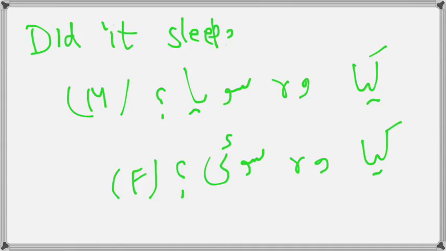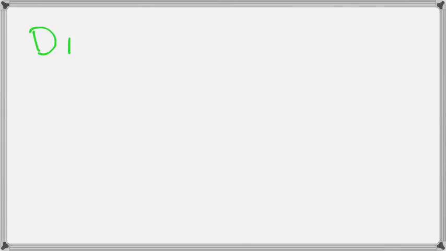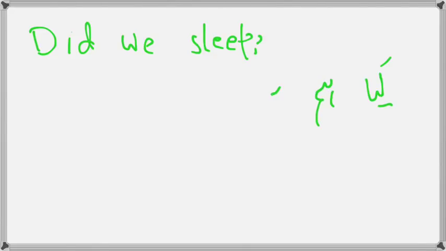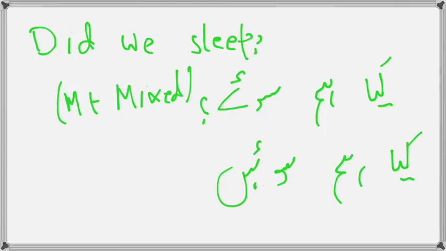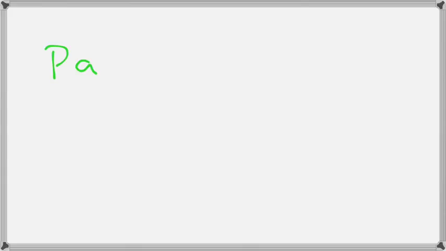And क्या हम सोए? Did we sleep? क्या हम सोए? If we are a group of males or a mixed group. But if we are just females, then we say क्या हम सोई. Noon at the end. Female group. So ladies and gentlemen, this was our tutorial about how to use past simple tense in Urdu.